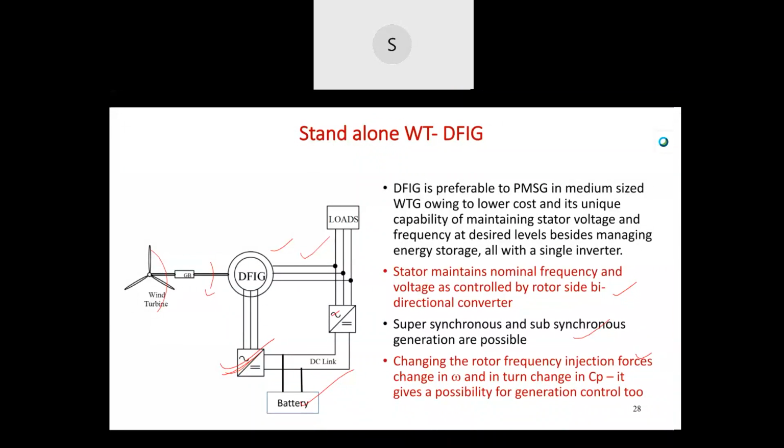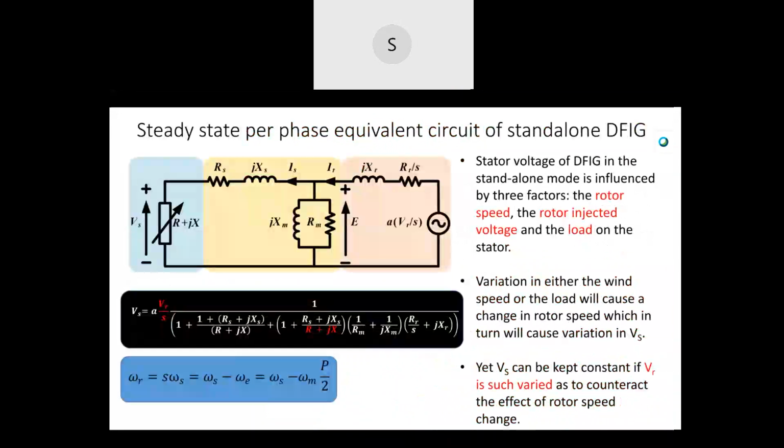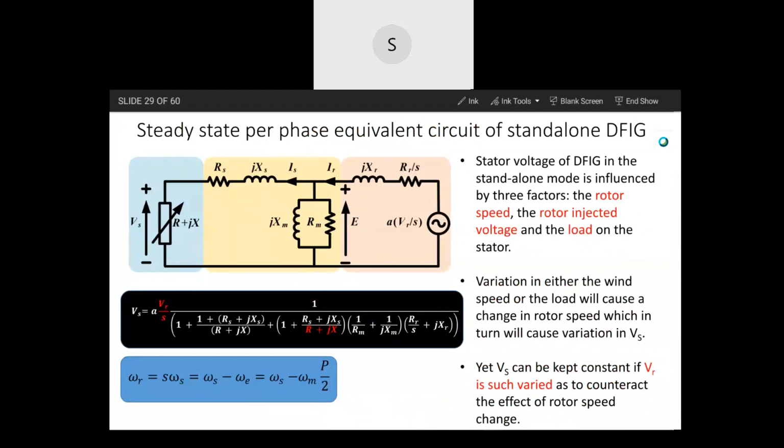This is simply and quickly explaining the principle of that. This is the steady-state equivalent circuit of a standalone DFIG that you are seeing. You are familiar with that. This is the load on the generator terminal, and on the rotor side comes the injected voltage. So here you will get this equation. It is not very difficult to get this relation from the equations.